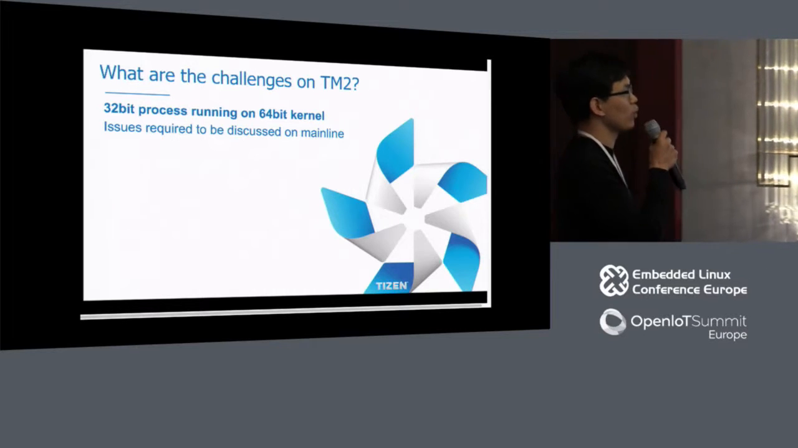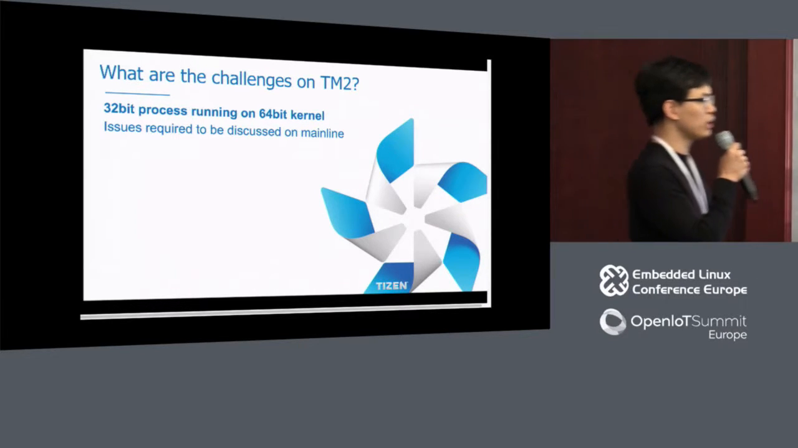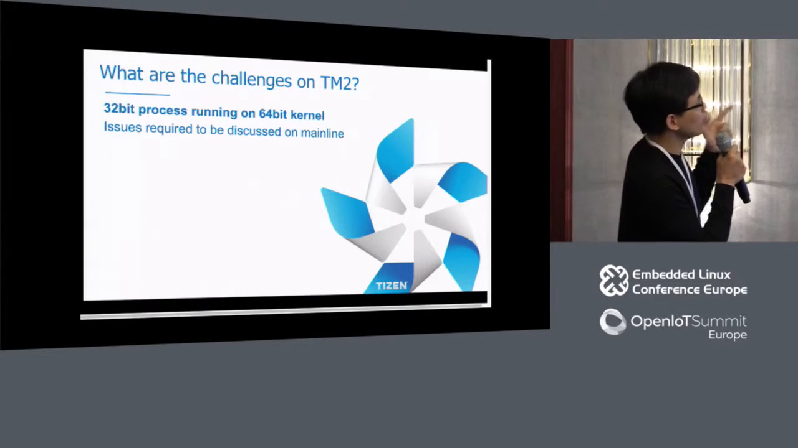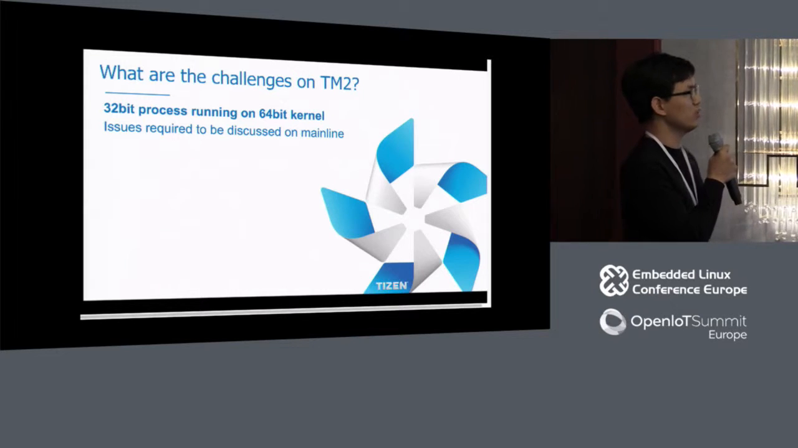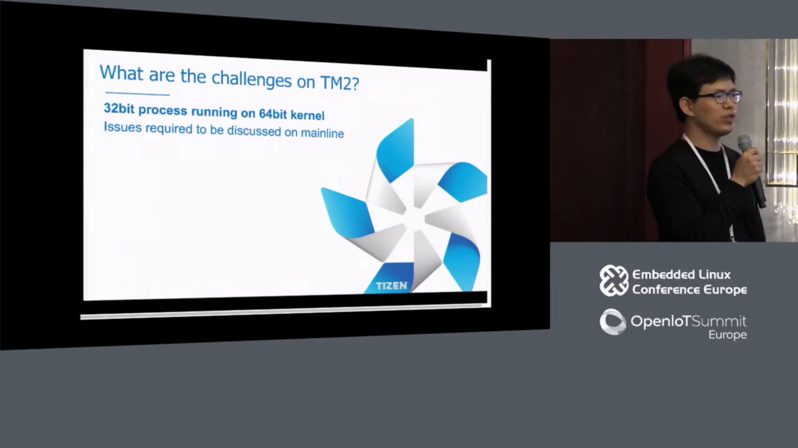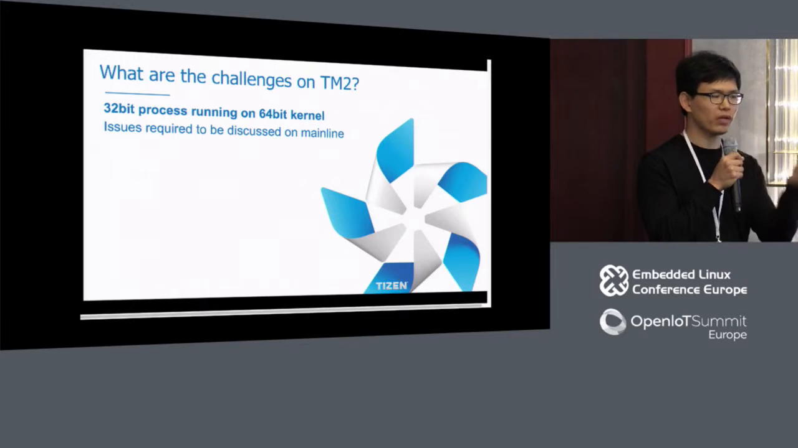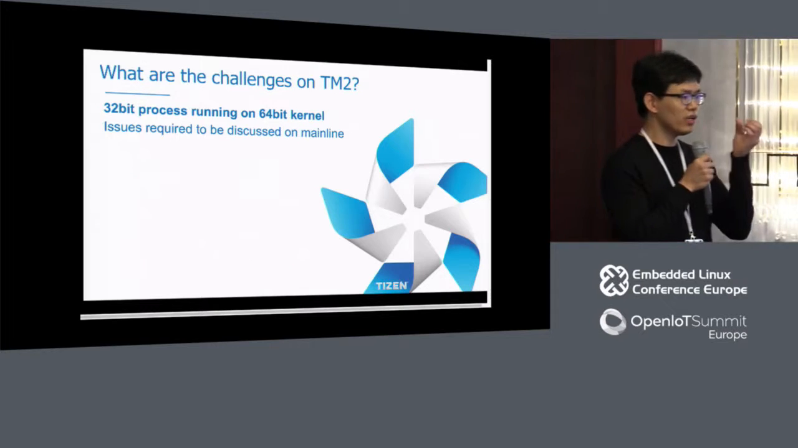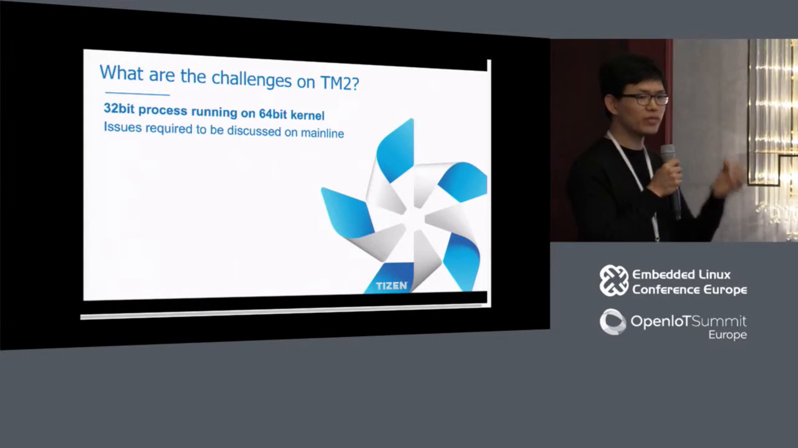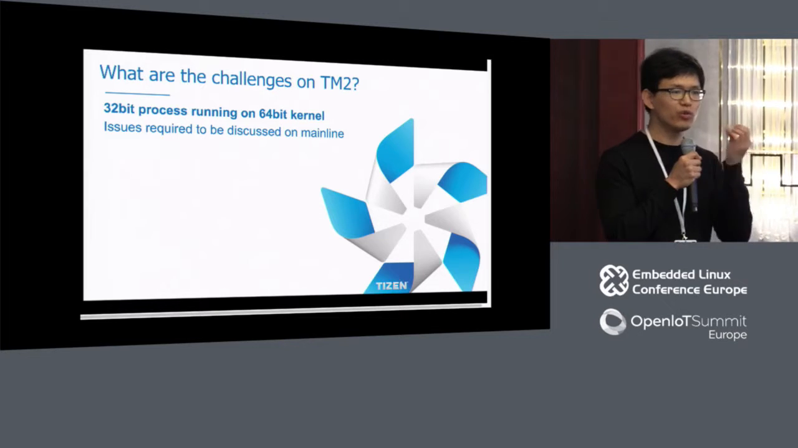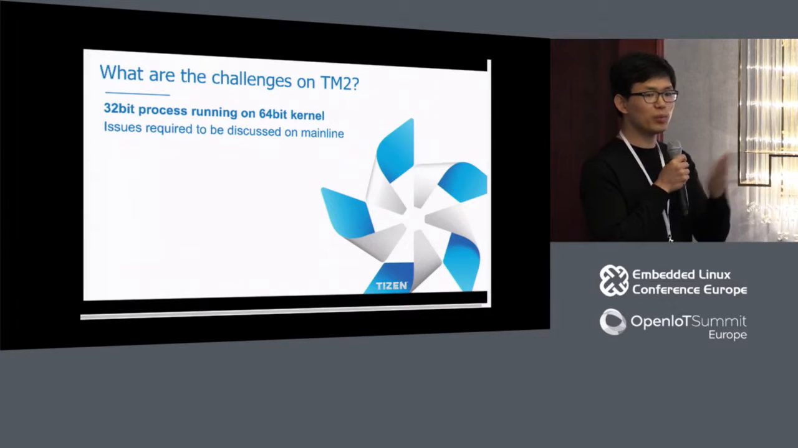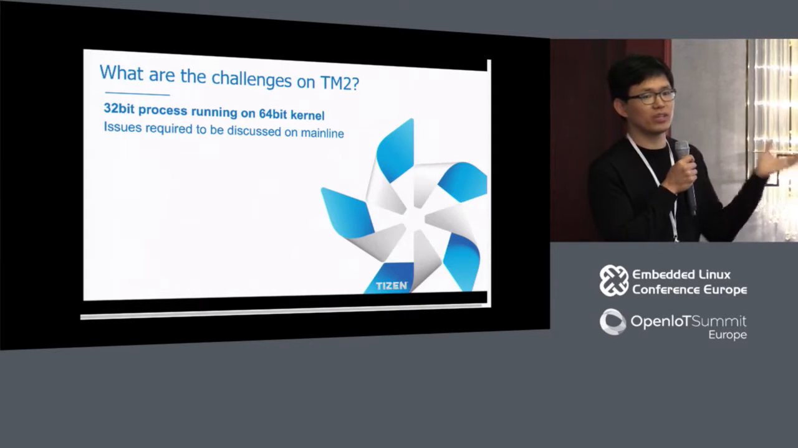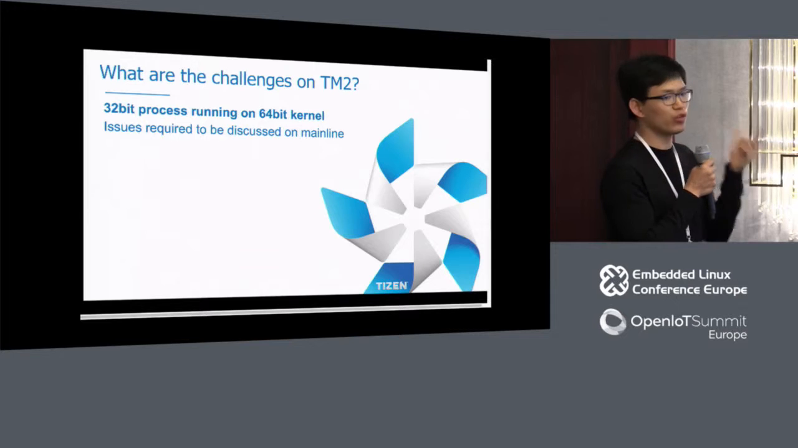And next, in this chapter, what are the challenges on TM2? This chapter includes two subjects. The first one is a 32-bit process running on a 64-bit kernel. As we know, the 64-bit kernel supports all features for 32-bit. It means that this kernel has good compatibility. But sometimes issues happen when we use a 32-bit user process on a 64-bit kernel. So in my project, I will explain these issues, and I will explain how to fix them.